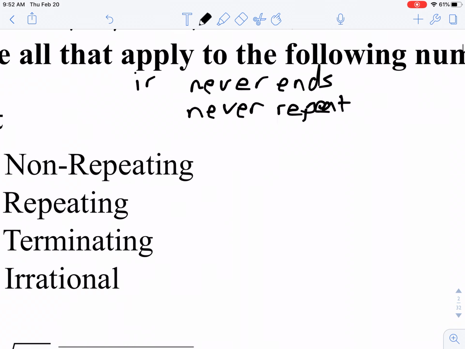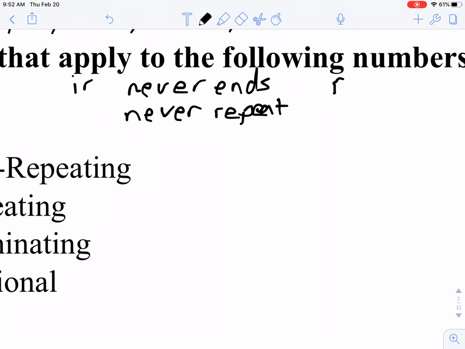So then rational would be any number that ends or repeats. It doesn't have to do both. If it does one, it is rational. All rational numbers can be written as fractions.